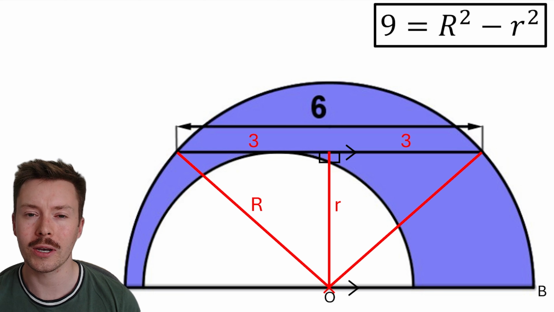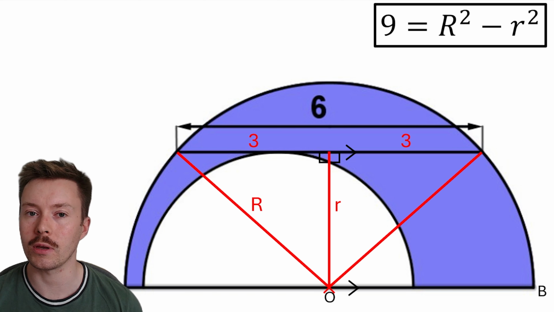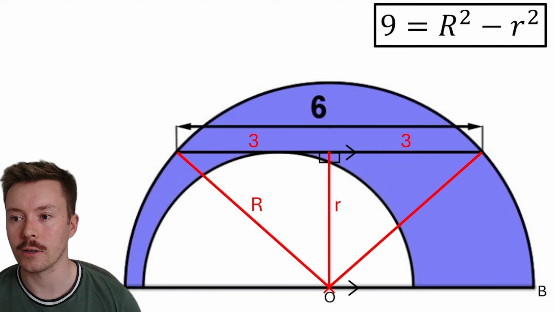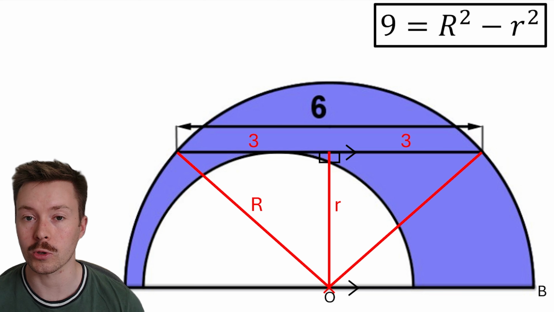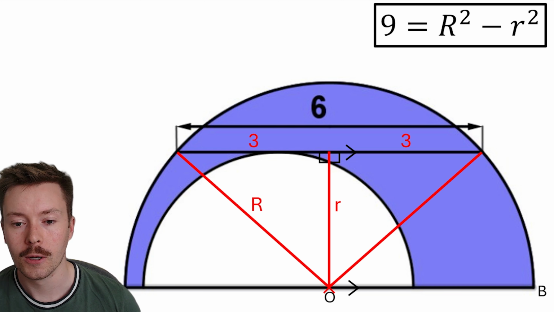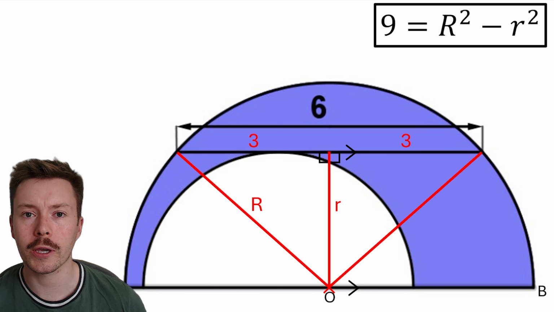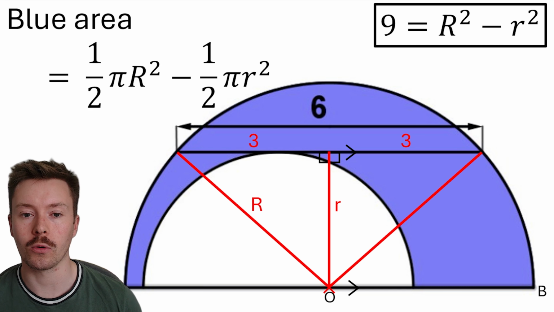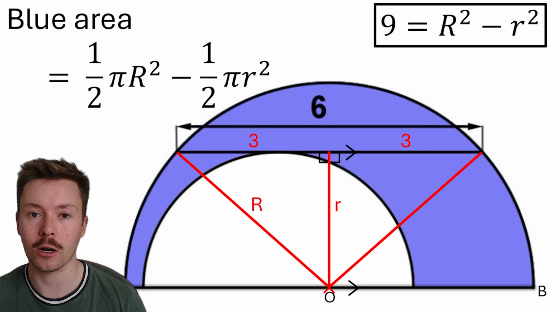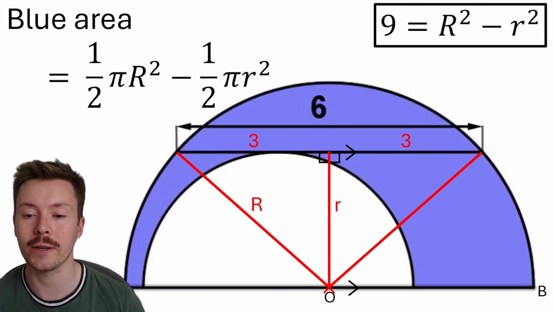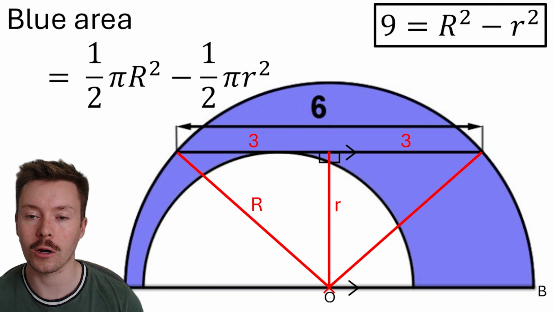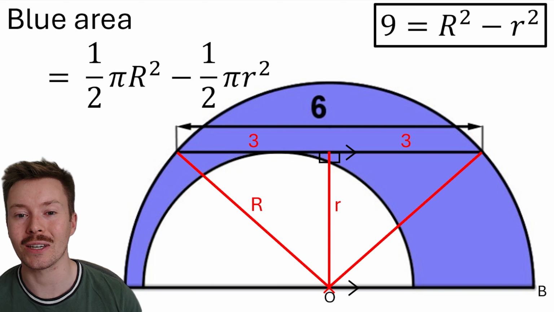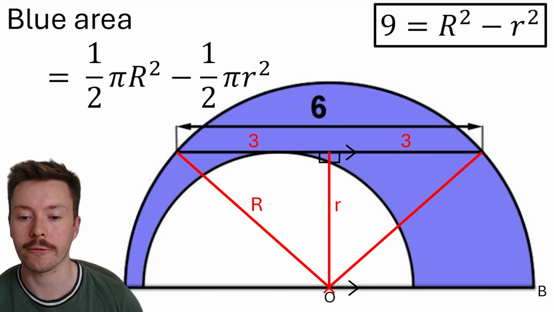At the minute, I'm going to need another equation to work out either one of those r's, because you need 2 equations to solve a system with 2 variables in. Now, I'm going to start to work out what the equation would be for the blue area. The blue area is going to be a half of pi capital R squared, minus a half of pi lowercase r squared, because both of those things will be the area of a semicircle, pi r squared, and then you half it.